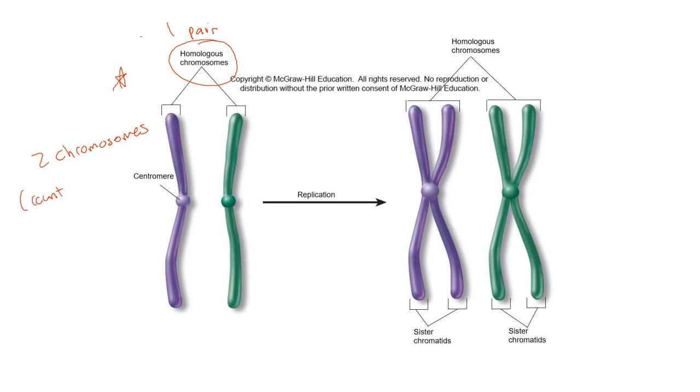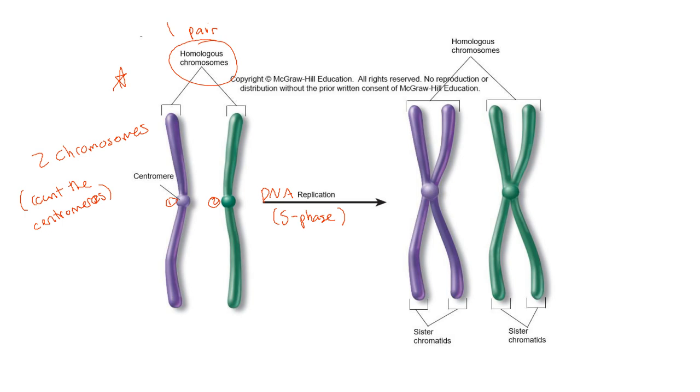Always count the centromeres. Okay, you count the centromeres, 1 and 2. That tells you the number of chromosomes. Okay, so I see two chromosomes here. Then what happens over here? This is going to be called replication. This is DNA replication, and we know that this happens in the S phase.